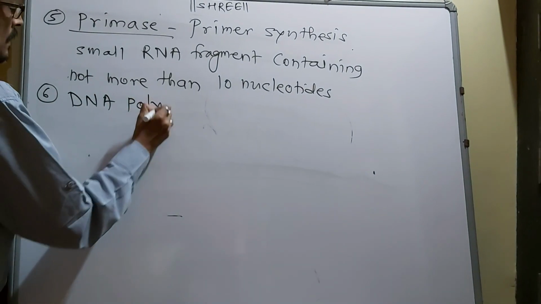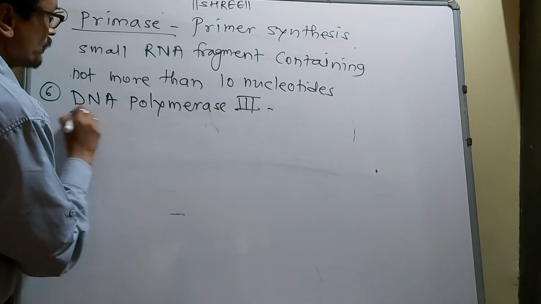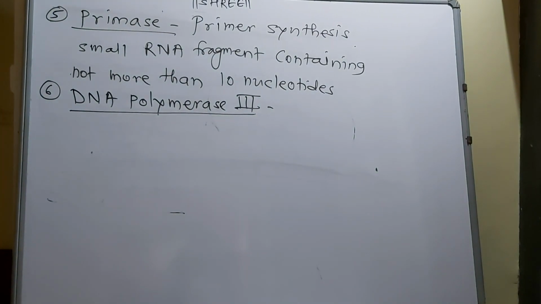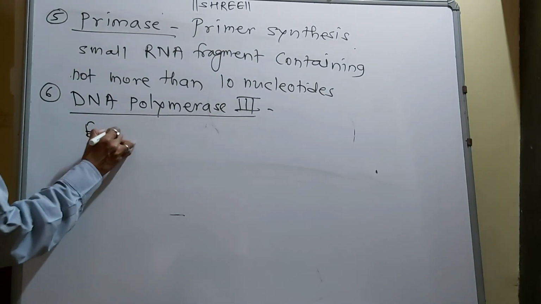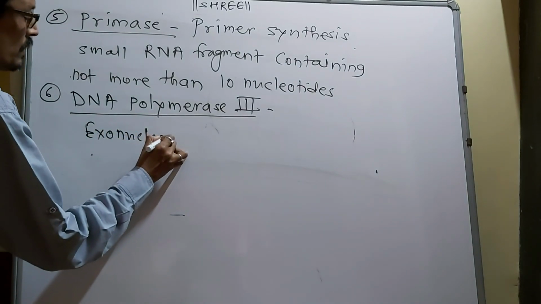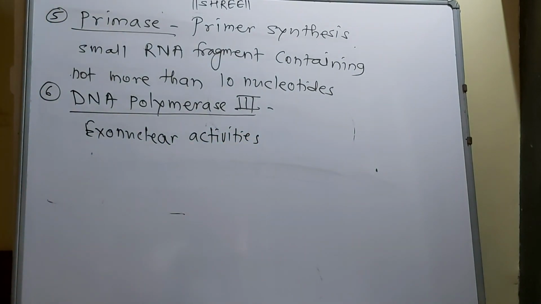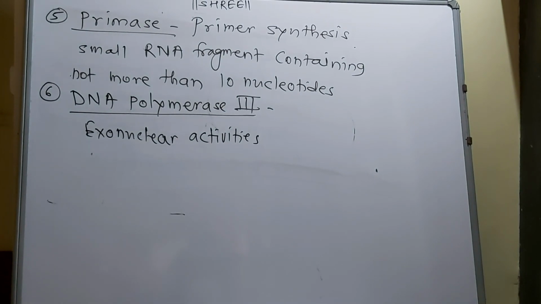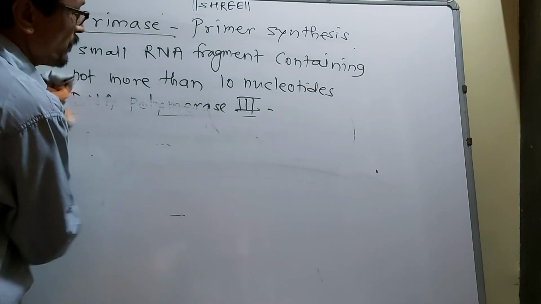Now the next enzyme which is associated with the DNA replication process is DNA polymerase 3. Dear students, this is the most important enzyme participating in the DNA replication process. This enzyme is also responsible for exonuclease activities. It is one of the most important key enzymes. The rest of the enzymes help in the replication process, but the most important enzyme considered for replication is DNA polymerase 3.